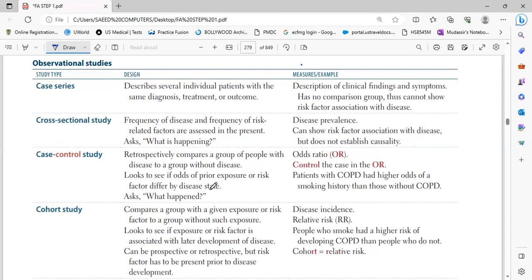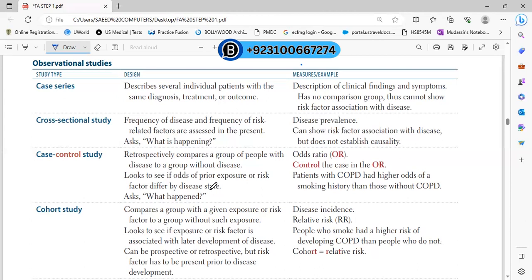In one word, you can say that it is a snapshot of time. At one point in time, you just see how much the risk factor is present and how many people are affected. So that is disease prevalence. Like we will say, in Pakistan, almost 51% of the population has diabetes. So that is a snapshot of time. That is a cross-sectional study. Patients are not followed over time.